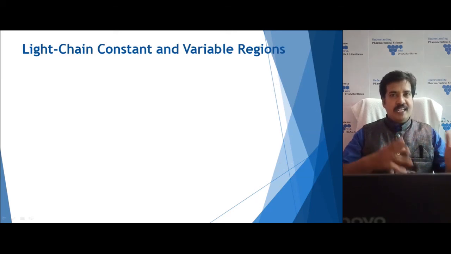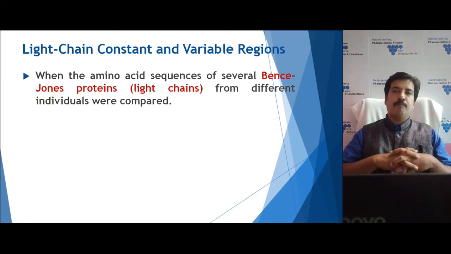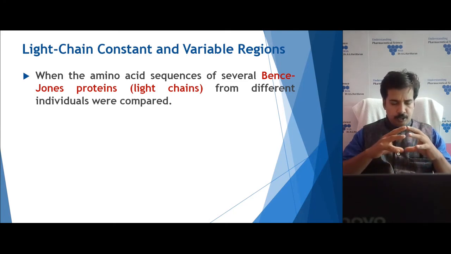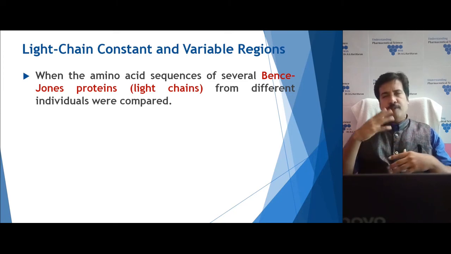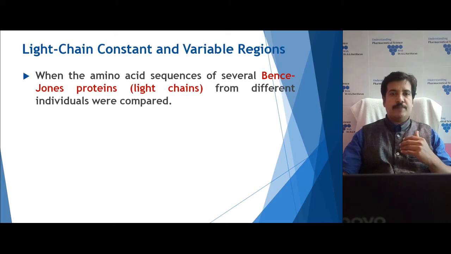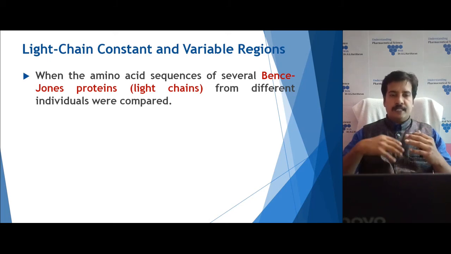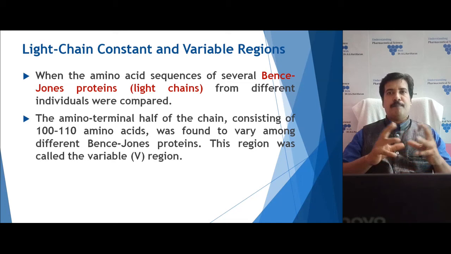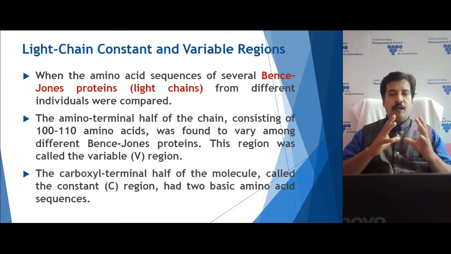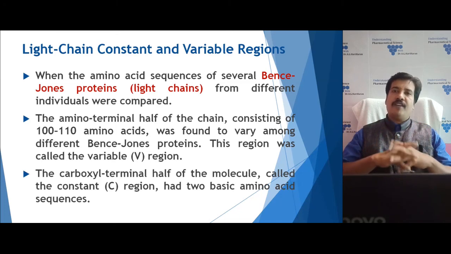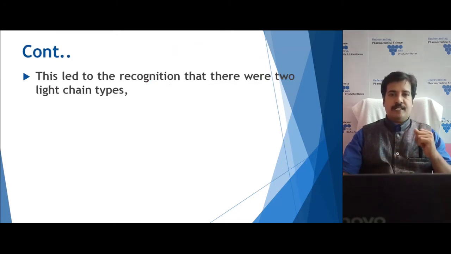Similar variation we can see in the light chain, both in the constant region as well as in the variable region. These light chain proteins we also call Bence-Jones proteins. This differs from individual to individual, especially in the amino acid sequence of the variable region, which comprises about 100 to 110 amino acids. Whereas the carboxy terminal sequences are very constant, and there are 2 basic sequences: one is kappa and the second is lambda.